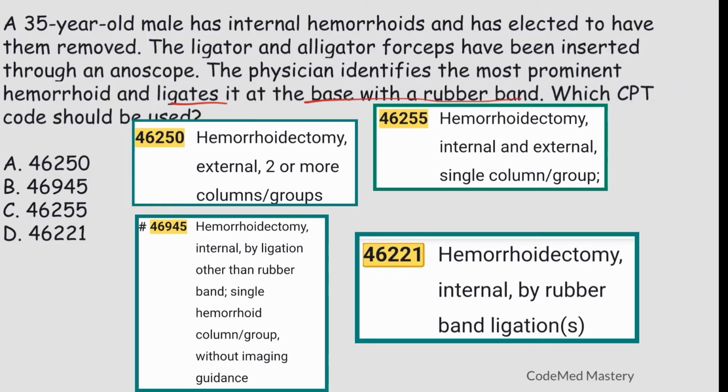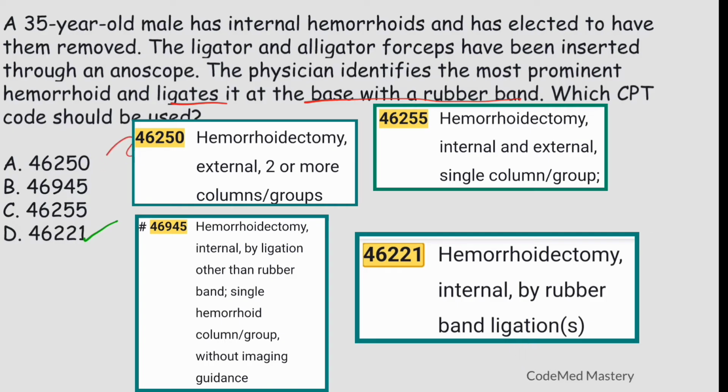If you choose 46221, then you are absolutely right, because the code 46221 is for hemorrhoidectomy internal by rubber band ligation, which is mentioned in the question. So option D is the right answer. We'll eliminate option A, 46250, because that is for hemorrhoidectomy external 2 or more columns. That is not matching with the scenario.